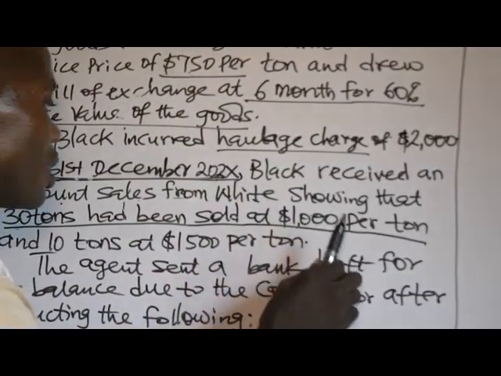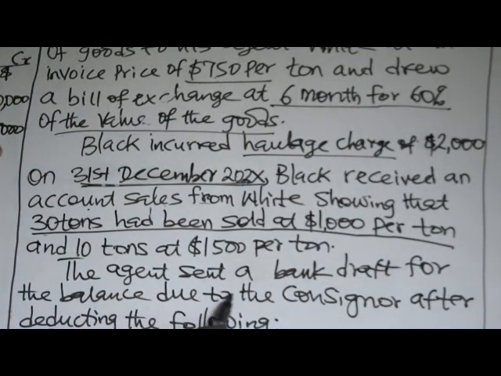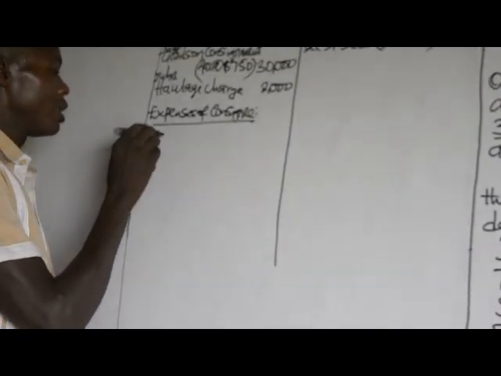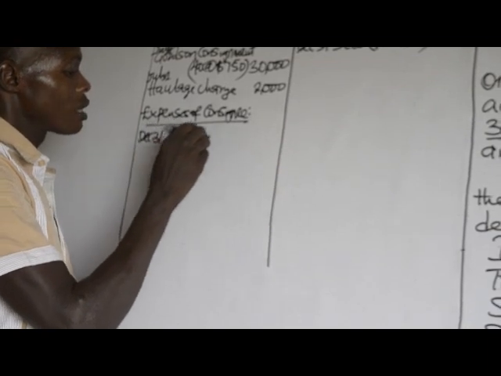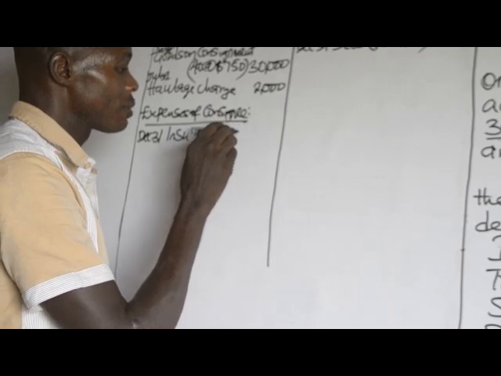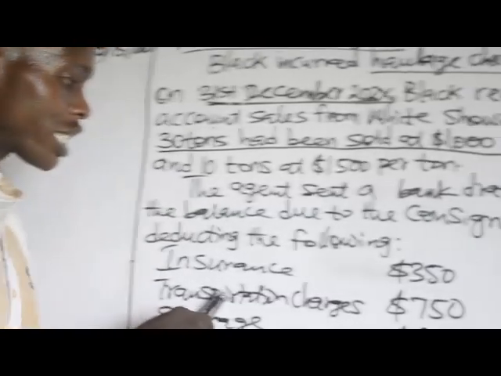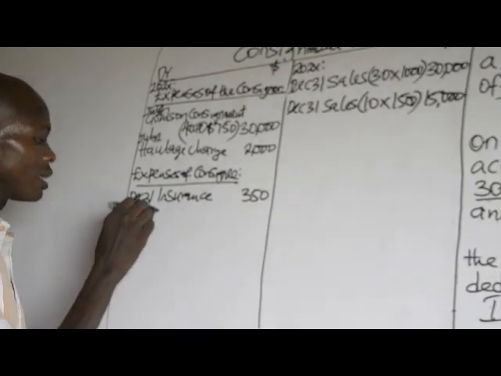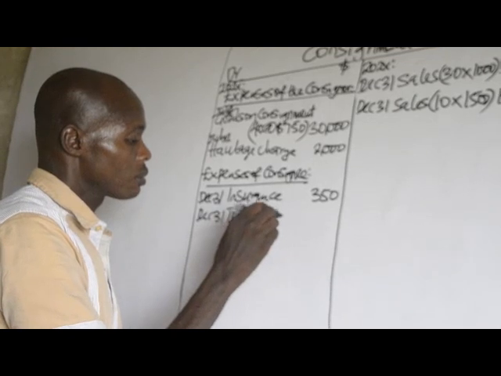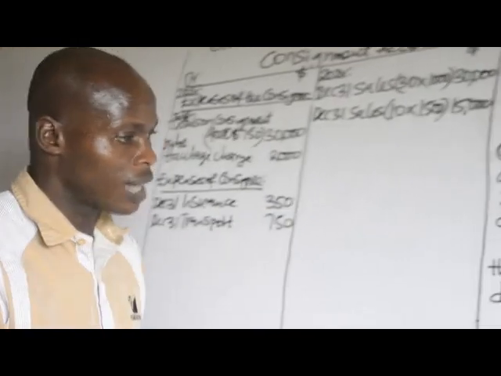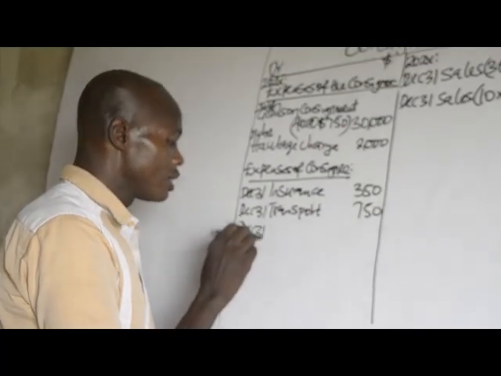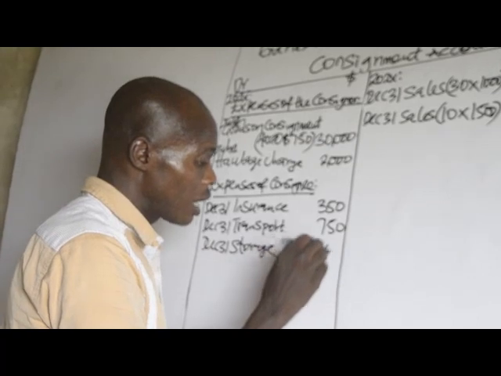The agent sent a bank draft for the balance due to the consignor after deducting the following. So these are the expenses incurred by the agent, which include insurance. That is December 31st. We have insurance of $350. Then we also have transportation charges of $750, the same day, December 31st. Then we have storage of $900, the same day, December 31st.